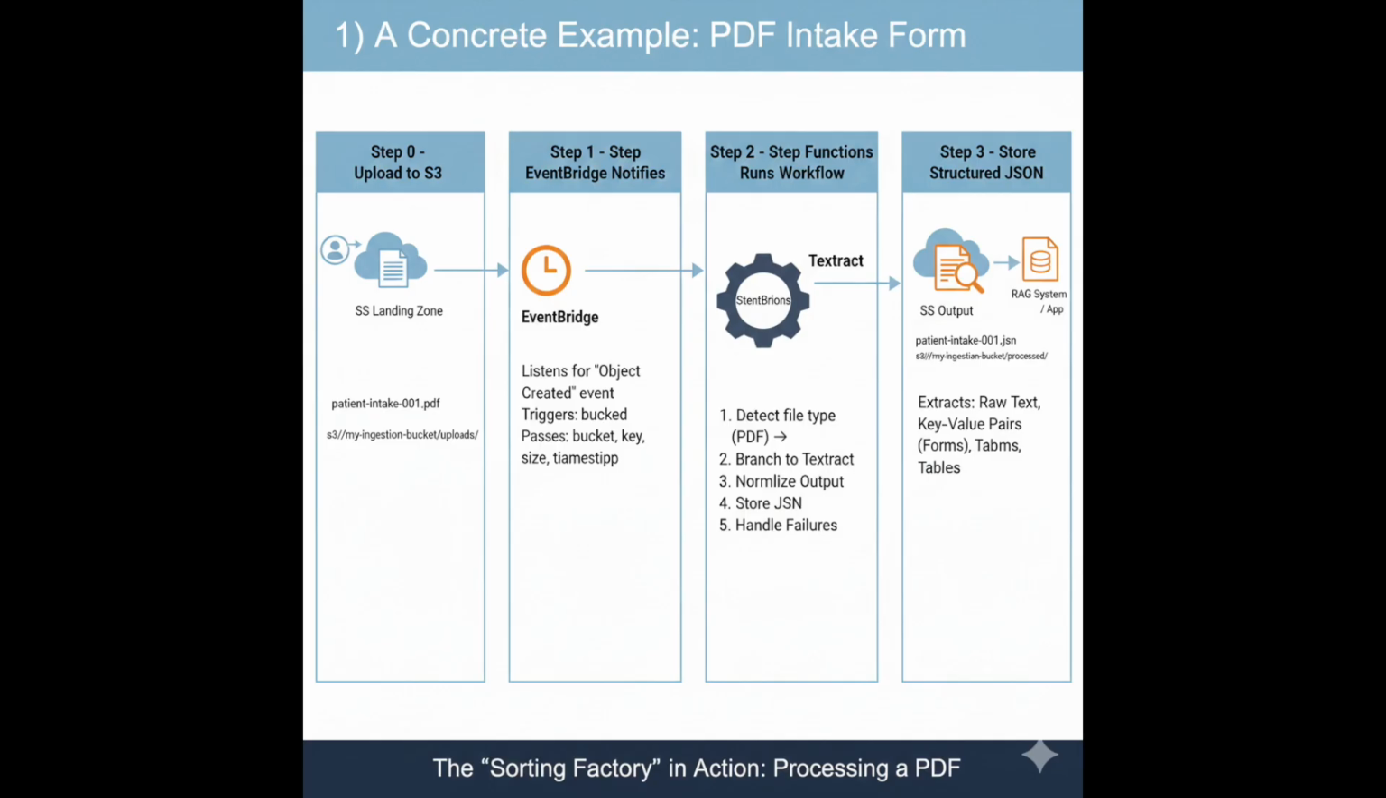Step 3, extract: Textract for docs. Because it's a PDF, Step Functions routes to Textract. Textract extracts raw text, key-value pairs, forms, and tables, if any. Step 4, store structured JSON, the single truth format. Step Functions writes a JSON output file to S3 at myingestionbucket/processed/patient-intake-001.json. Now your RAG system or database app can read JSON without caring it came from a PDF.